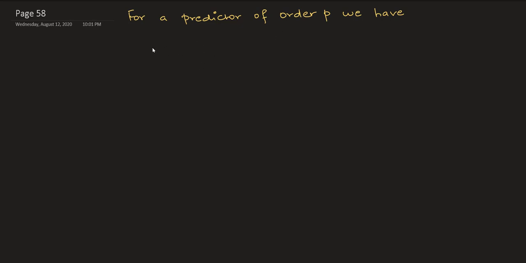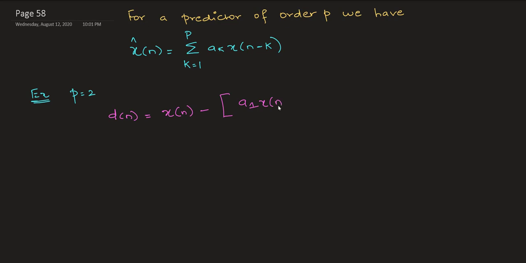Now I'll just show you how we scale this up. I'm going to scale this a of x of n minus 1, in order to scale it to order p, using this generalized expression. For example, if p is equal to 2, then my d of n is equal to x of n minus a1 x of n minus 1 plus a2 x of n minus 2. I call this scaling up in order, because it goes from order 1 to order p.